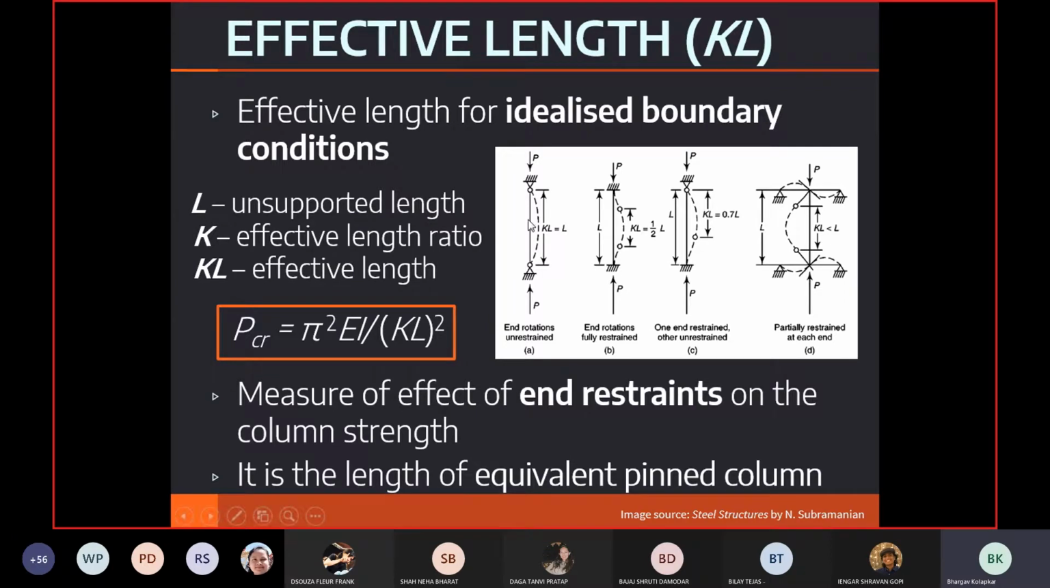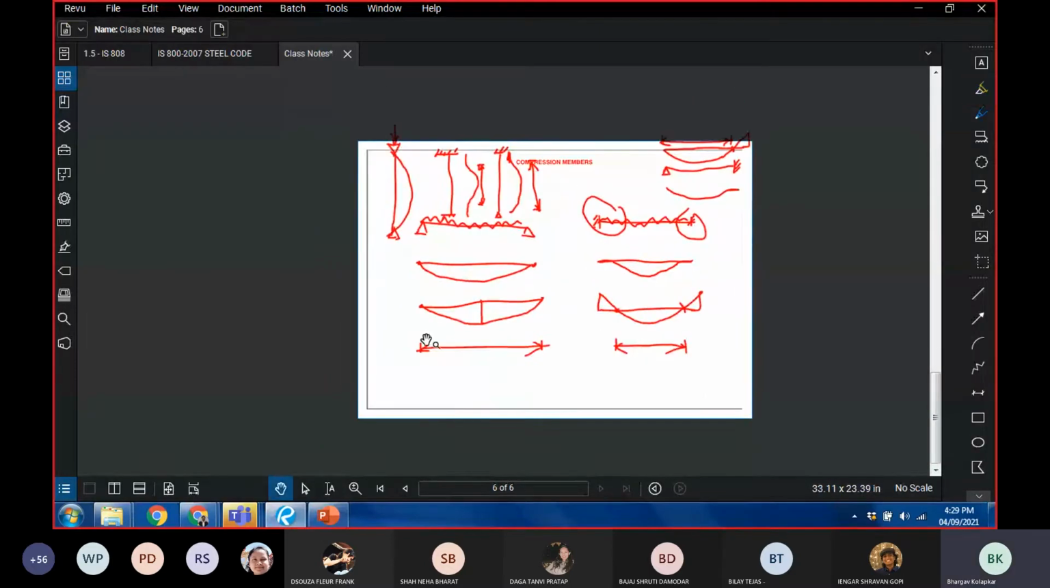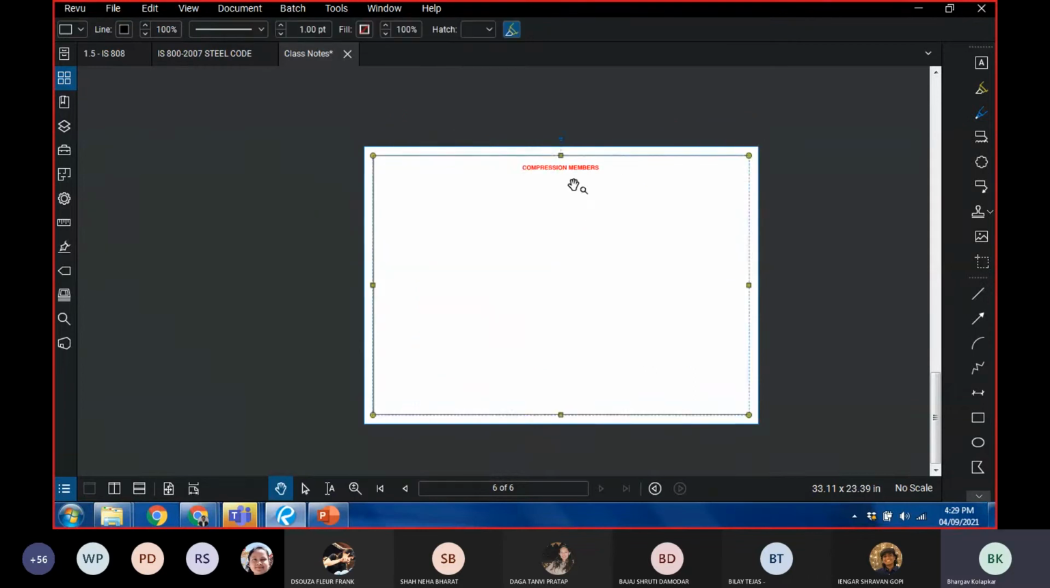Now, what do these numbers stand for? Say 0.5, 0.7, 1. What do these numbers mean? Now, perhaps this might be something that you learn for the first time.